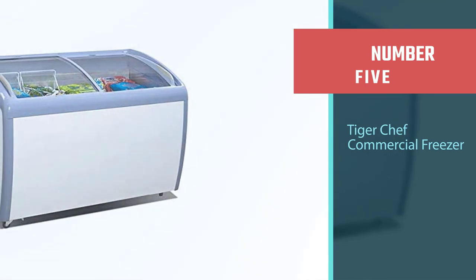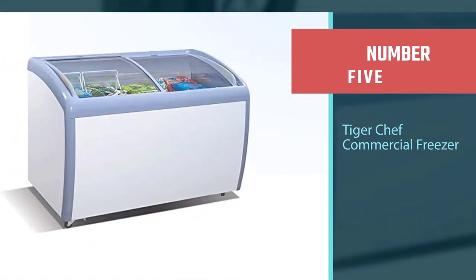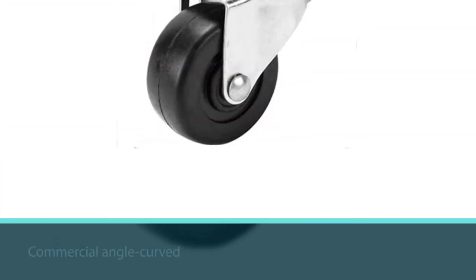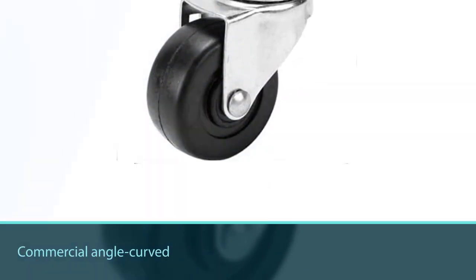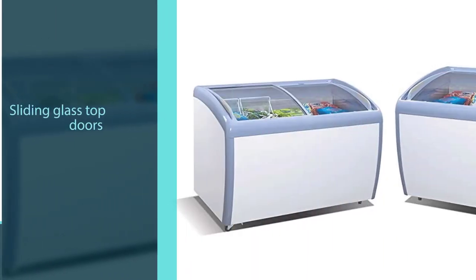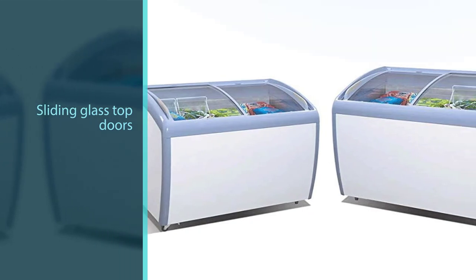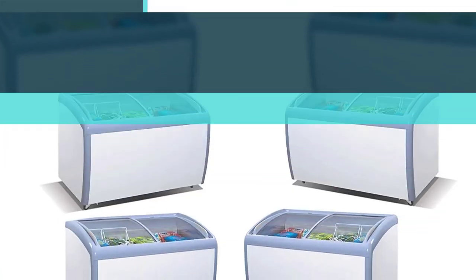Number 5. Tiger Chef Commercial Freezer. Tiger Chef's commercial angle curved chest freezer is probably the best freezer for ice cream vendors that money can presently buy. The sliding glass top doors cover 2 compartments, each provided with sturdy steel baskets. They are epoxy coated so that you should not worry about corrosion.